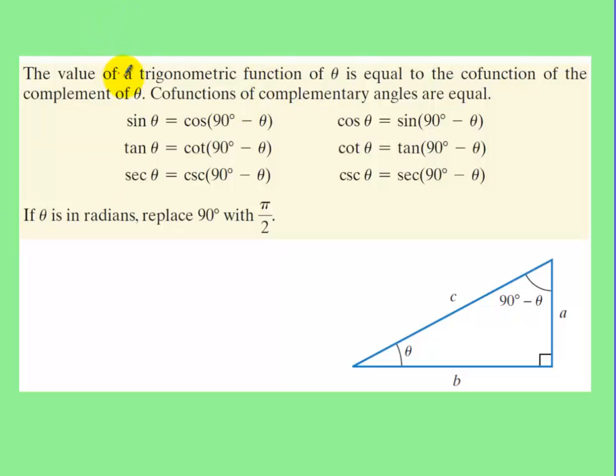Okay, so we have a bunch of cofunctions here for different trigonometric functions. Sine of theta equals the cosine of 90 minus theta. So these are cofunctions here. Tangent, cotangent, and secant, cosecant, and so on. You can use this property to figure out a cofunction.